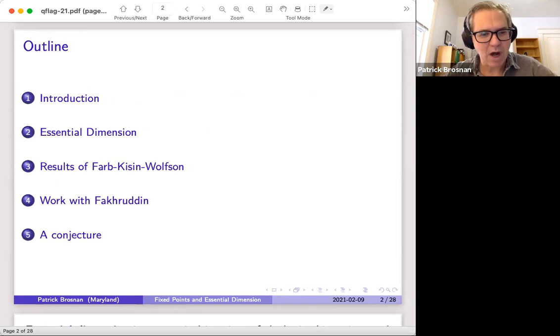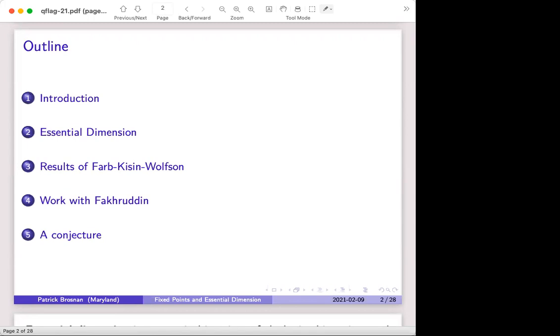Here's the outline of the talk. And I should say, I think Kirill has posted the PDF on the QFLAG website. So if you want to go back a couple of pages, you can always ask me to go back a couple of pages. But if you want to go back a couple of pages without asking me, you could look at the PDF, or you could look at it later.